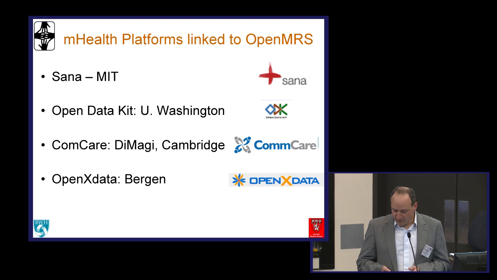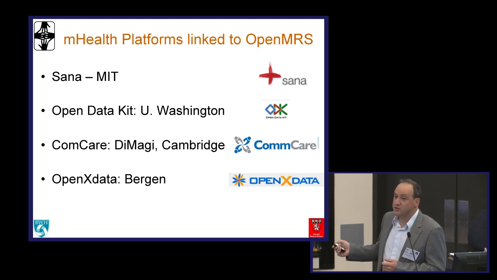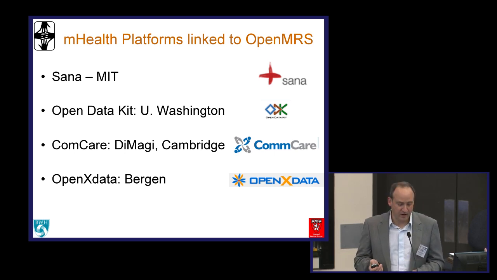So this is an example of some of the mobile health platforms that talk to OpenMRS. We have Sana, MIT, which I work with as well, University of Washington's Open Data Kit, Comcare in Cambridge, who do really good work particularly with community healthcare workers, and then OpenX Data, which is used a lot in India and Africa as well.